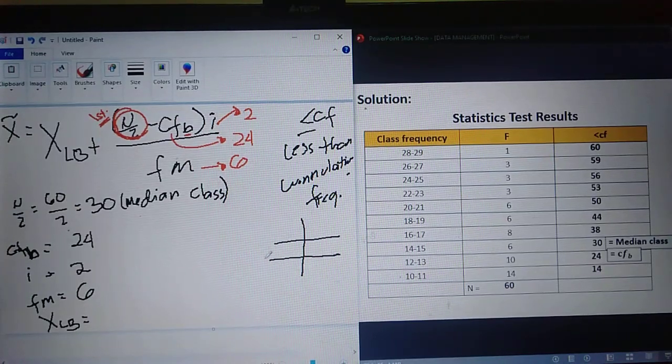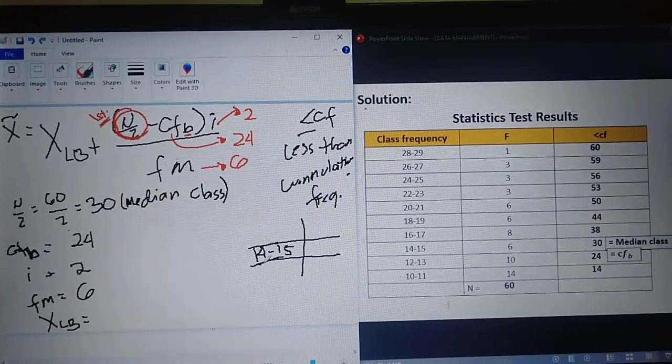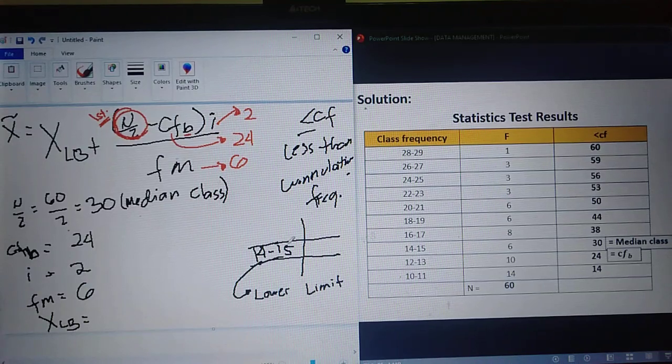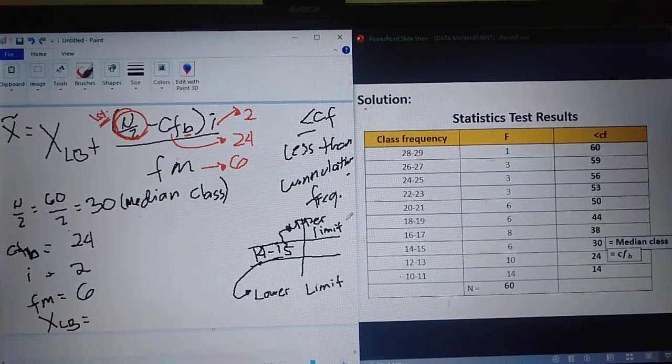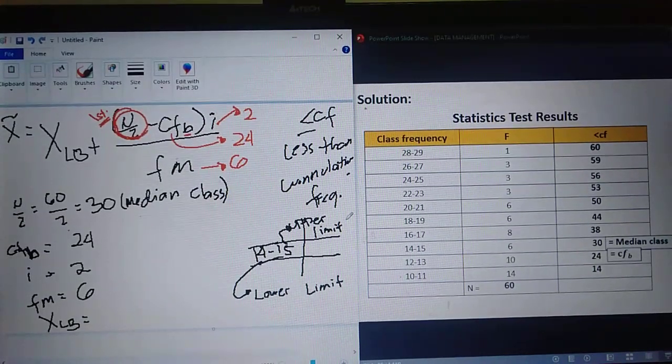For example, the classes is 14 to 15. Ayan, di ba? 14 to 15 yung classes natin. The numbers on the left side, ang tawag dito is the lower limit. Lower limit. Okay? At ang tawag dito ay upper limit. The number on the right side is the upper limit, while the number on the left side is the lower limit. Magkaiba ang lower limit sa lower boundary.